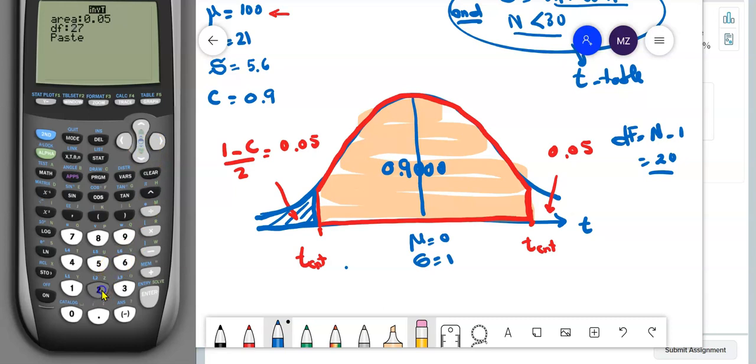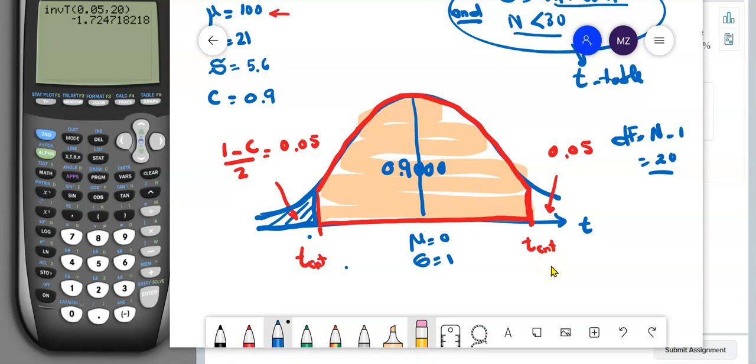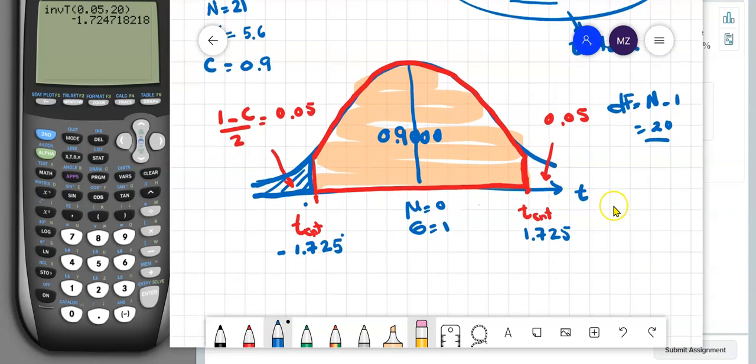Degree of freedom is 20, so make sure it's 20 here, and then that's it, right? So this is going to give you a value of t critical, and you're going to be negative because it's on the left side, so you're going to be minus 1.725. All right, I can leave it like that. The other one is going to be symmetrical to this, which is 1.725.